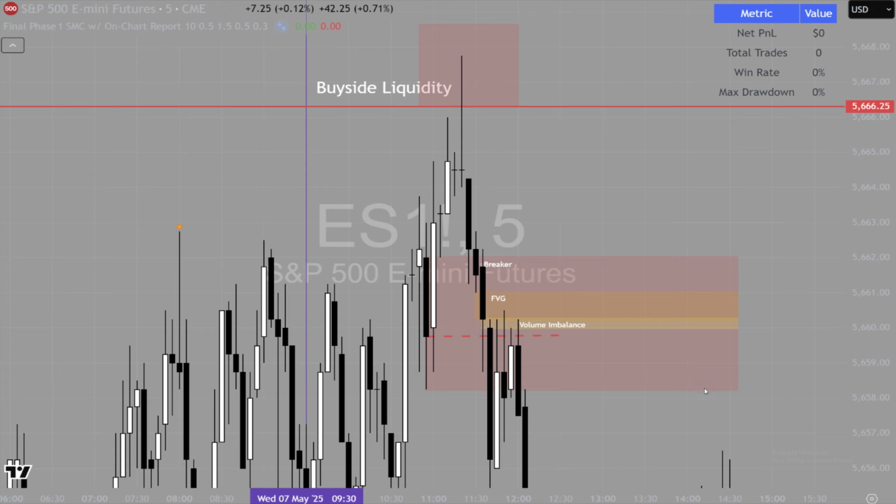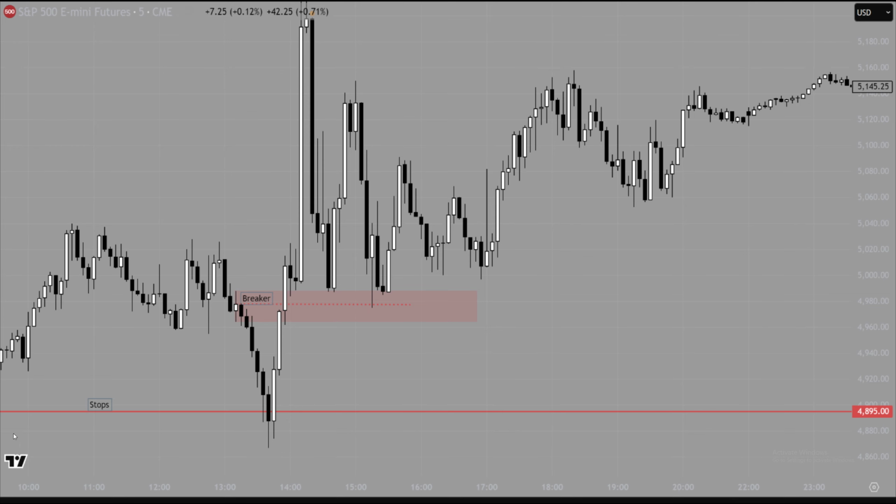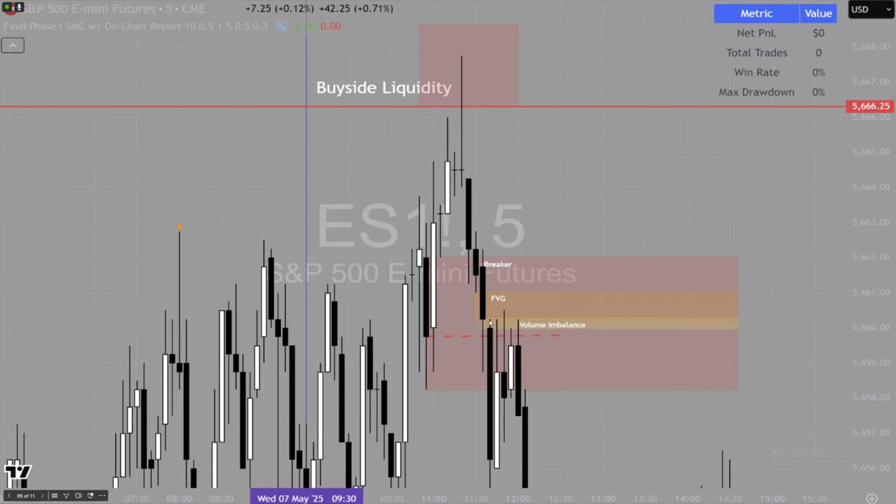This red box represents our breaker right here. This is the imbalance that is in the breaker. And what is this right here? Displacement between the two candle bodies. This is a volume imbalance. If I take all these boxes, where does it line up? Right here. It's hard to see.